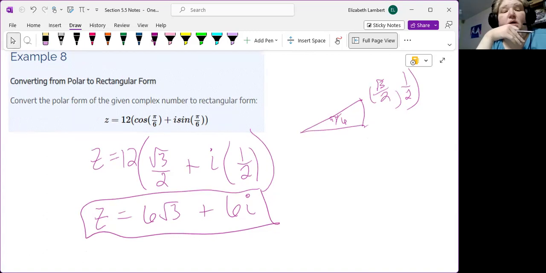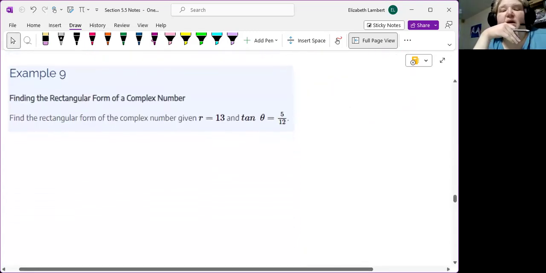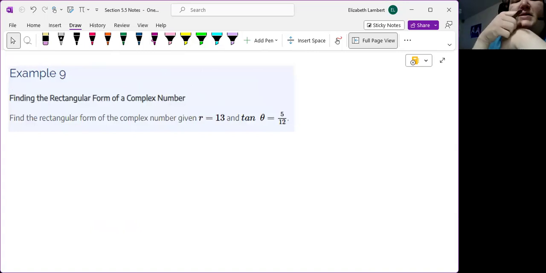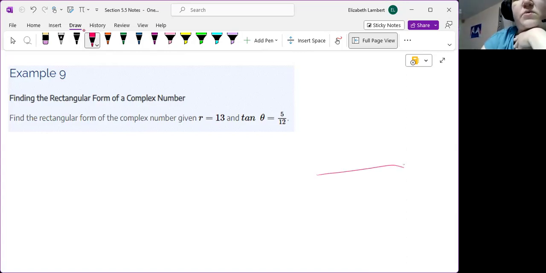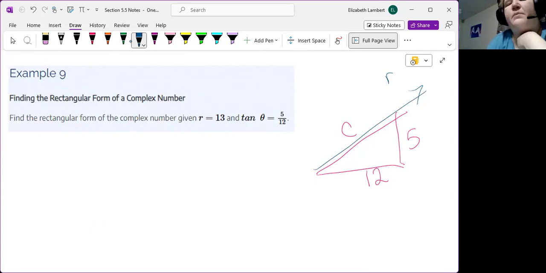Okay. So this last one here is a little bit weird. They've given us the radius and they've given us the tangent of theta. So I could use this to calculate theta, and then I can just do the cosine of theta and the sine of theta. But when they give us the tangent like this, one, it's positive, so we would assume that theta is in quadrant 1. So it's 12 and 5, and then our unknown c. And then we have our r, which may or may not be the same as c.